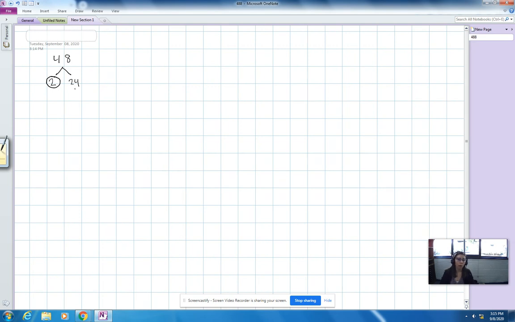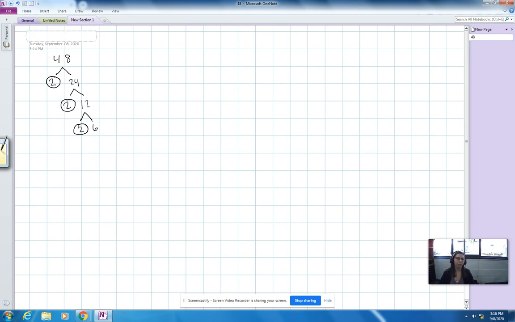I ask myself, what multiplies together to give me 24? Well, I know that 2 times 12 makes 24. 2 is prime, so I'm going to circle it, and I'm going to end that branch. 12 is not prime, though. There are multiple things that go into 12, so I'm going to split this one again. I'm looking for two things that multiply together to give me 12. I know 2 times 6 is 12. 2 is prime, so I'm going to end that branch.